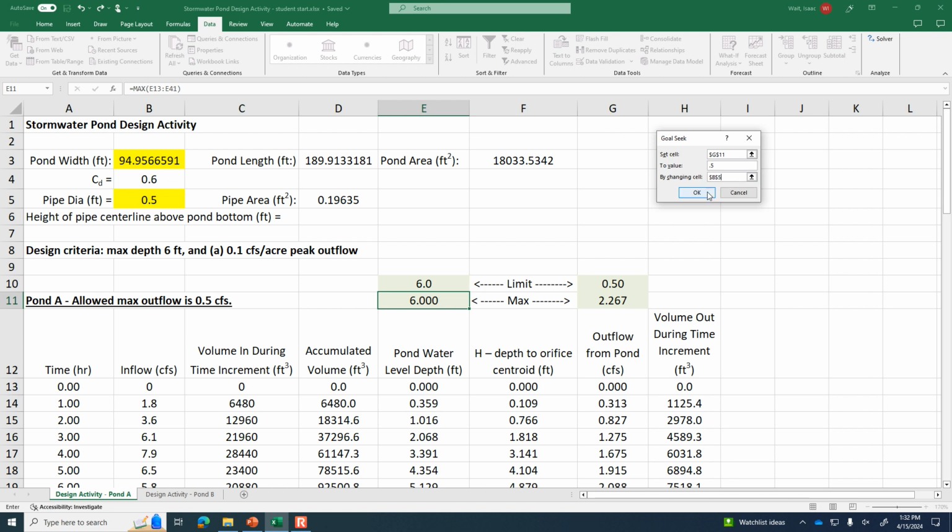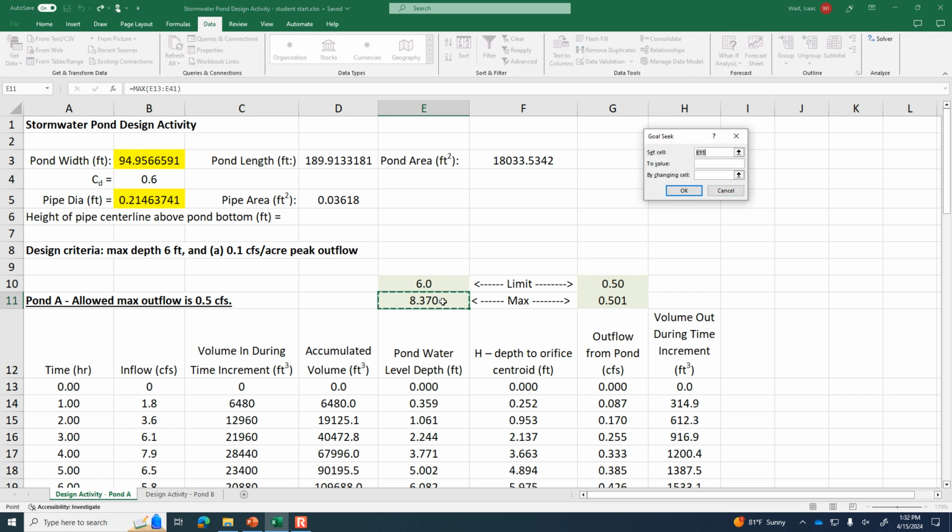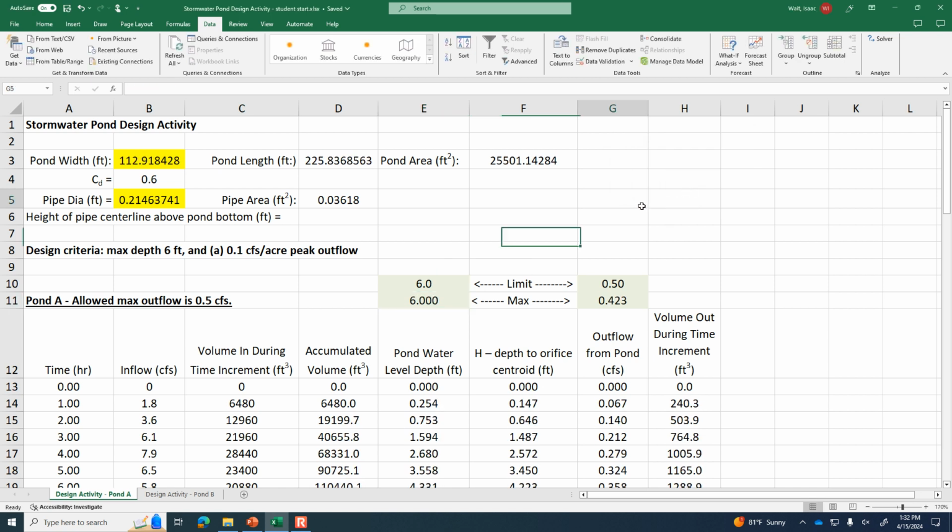Okay. We were at 0.5 feet before for the diameter of the orifice. We knocked it back quite a lot. Now it's 0.21 feet. And see, as I predicted, now our water depth is too high. So now we've got to make the pond bigger again. Let's do what-if analysis, goal seek this to 6 by changing the pond width. We'll let it go. All right, now we're really good.